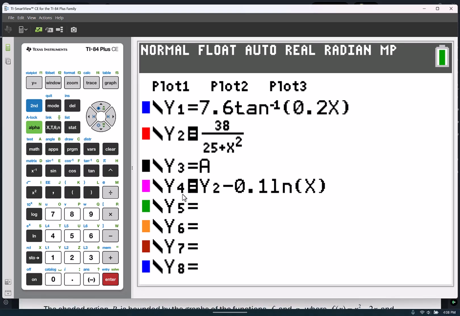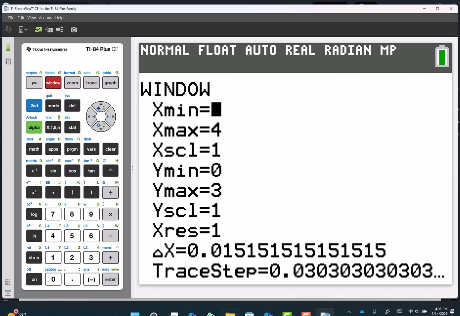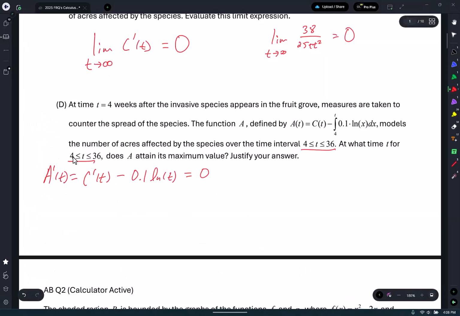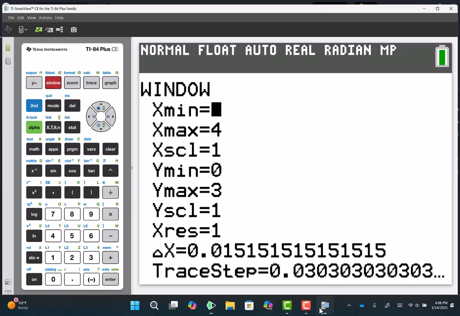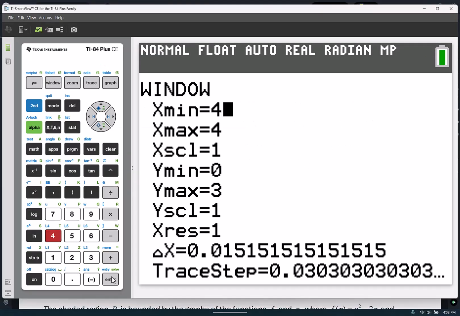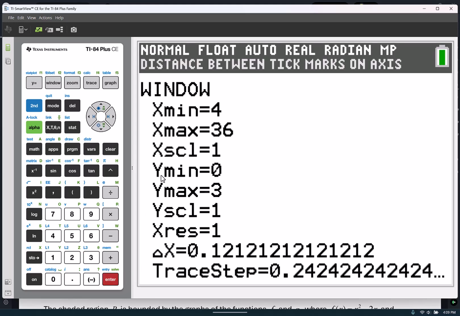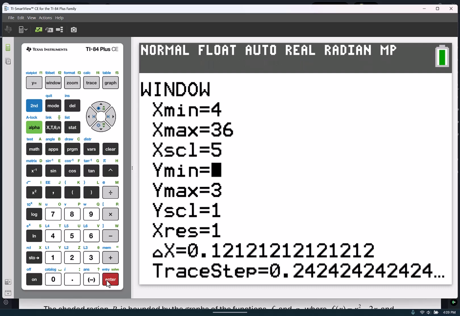All right, so here it is. There's y4. This is your derivative, Montanes. So I'm going to click Window, and what am I going to do with my window? I'm going to go from what to what? Yeah. Perfect. 4 to 36. You only care about where you cross the x-axis. X scale, it doesn't matter here if you want to go by 5s or by 1s.